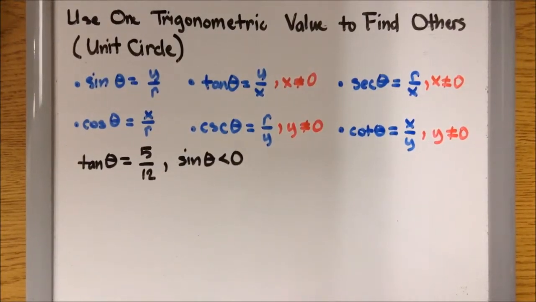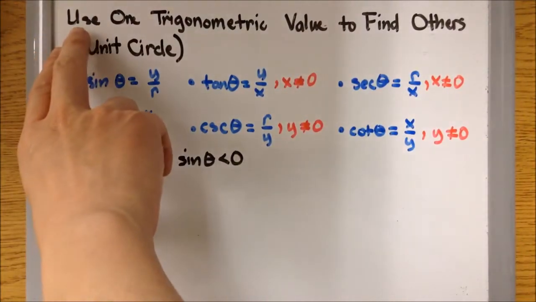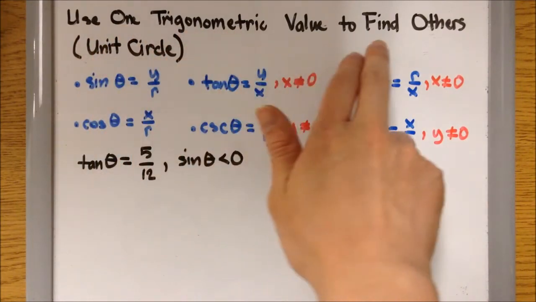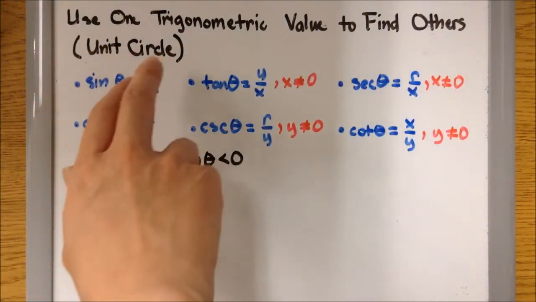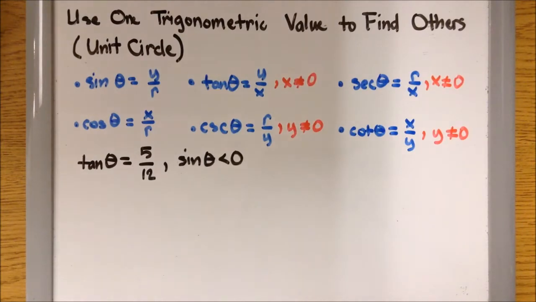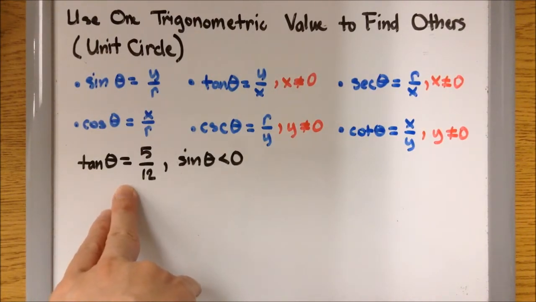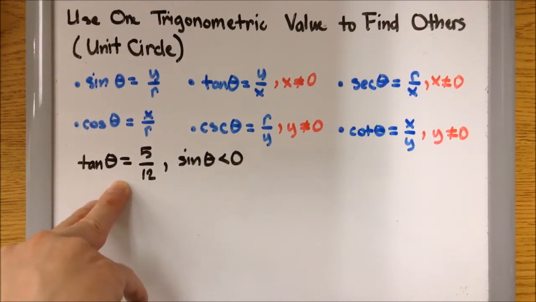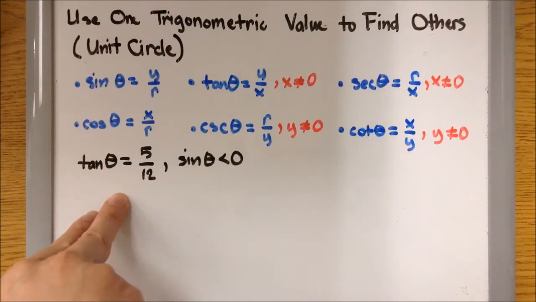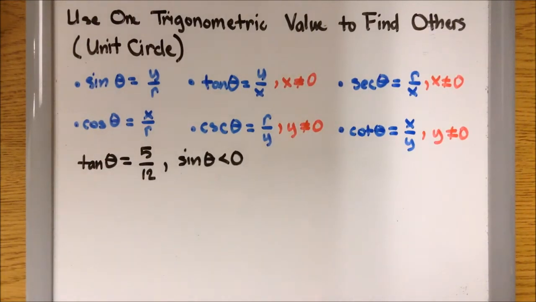So for this section, we're going to talk about using one trigonometric value to find others in terms of the unit circle. So tying back to 4.3b, we covered the definition of each of the 6 trigonometric functions on the unit circle. So now, in that video we were given a point, but over here we are given a trig value, using that information to find all the other trig values.